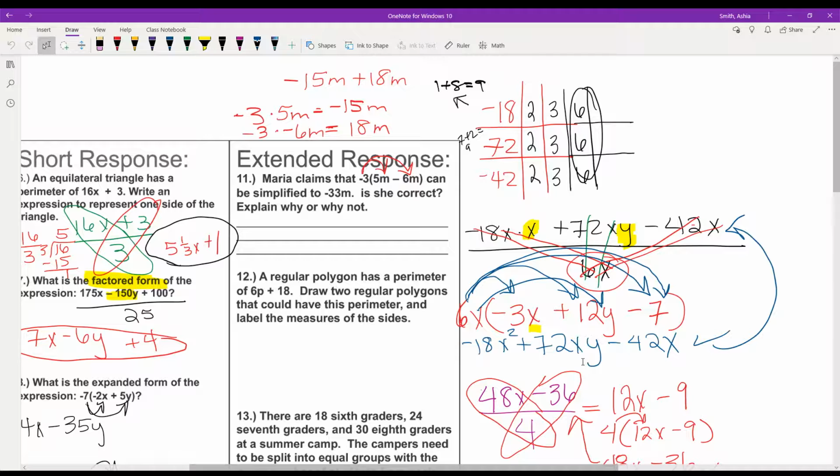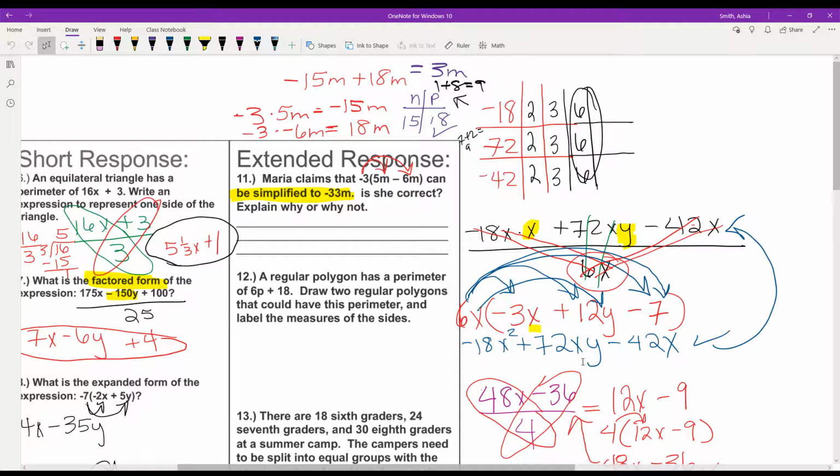And if we are doing our integers, let's make an N and P chart, negatives and positives. We've got N's, we've got P's. All right, how many negatives do we have? We have 15 negatives and we have 18 positives. We have more positives than negatives, so our answer is going to be +3m. And so that tells us that Maria is not correct.